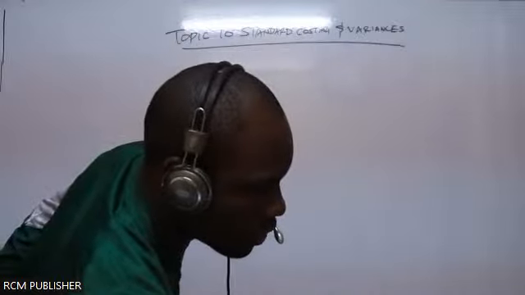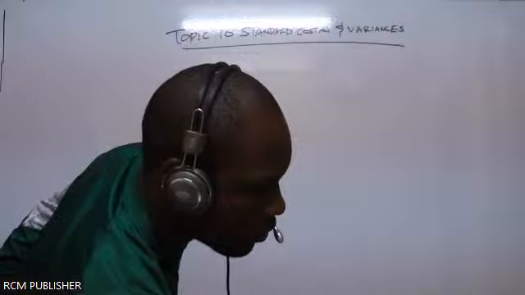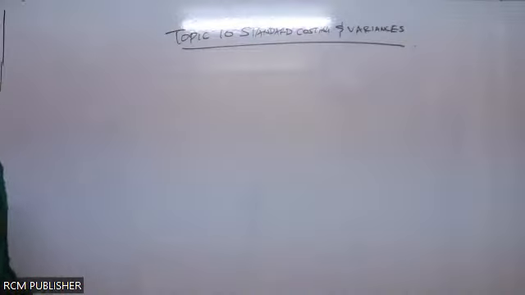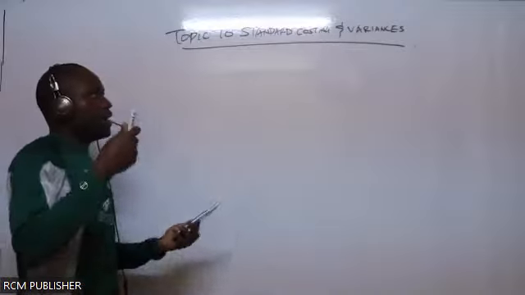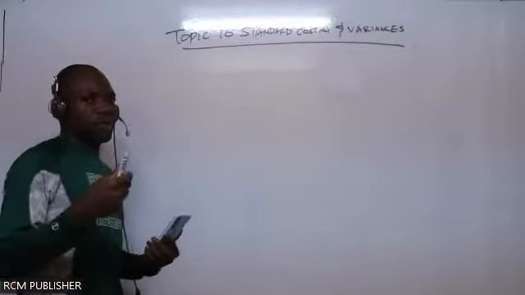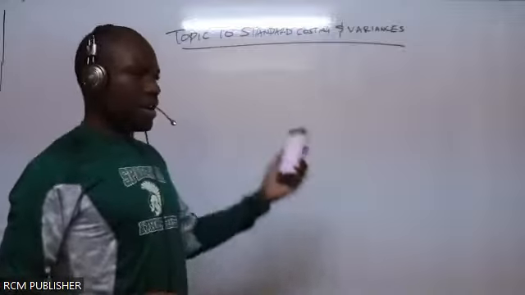Okay, so when we now look at topic number 10, standard costing and variances. Of course, the standard cost card, we know how to prepare it. We did that yesterday, and even reached the point whereby we are preparing the variances.